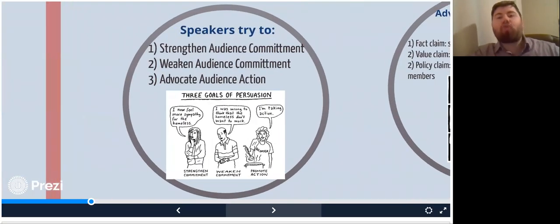So speakers can either try to strengthen audience commitment, weaken audience commitment, or advocate audience action. For example, if your audience is sympathetic towards your cause, then your goal is to have the audience be strengthened in their commitment, because if the audience already likes you, you don't have to really persuade them to be on your side. They already are on your side. Your goal is to just get them to be much more passionate.